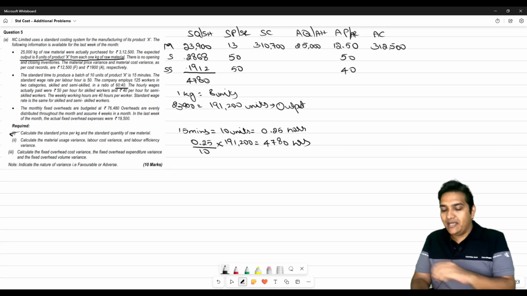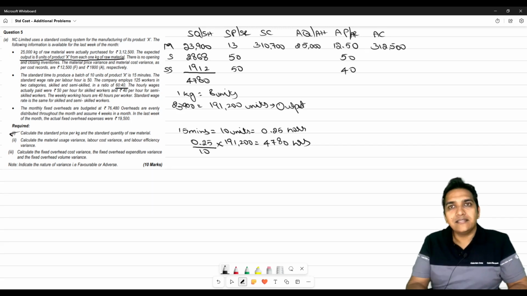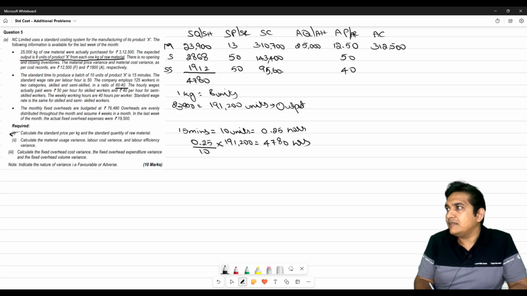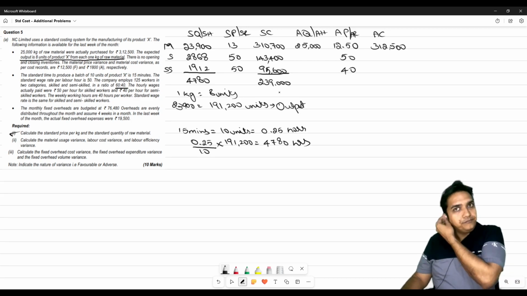Now, since we have got our standard hours and we have standard price, we will calculate our standard cost. 2868 into 50, we get 143,400, and 1912 into 50, we get 95,600. We add these two, we get 2,39,000, right?